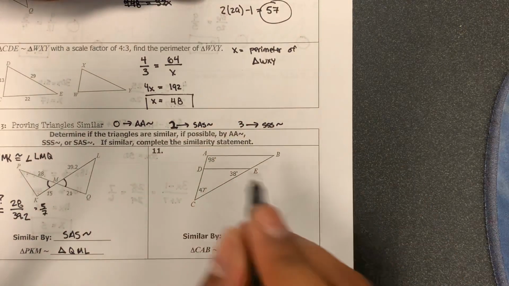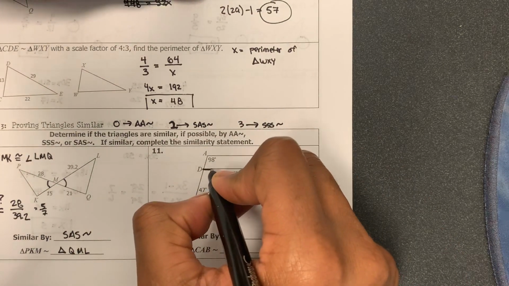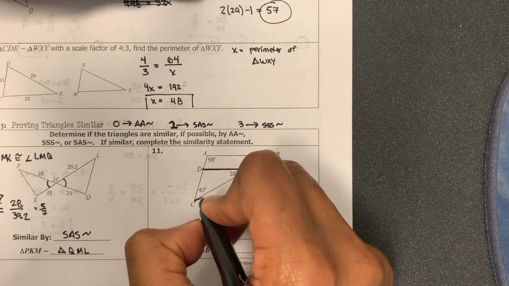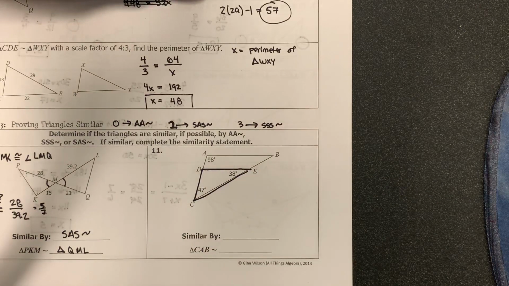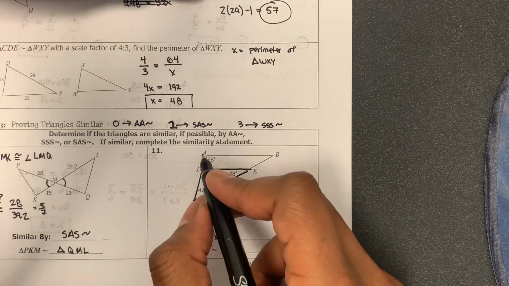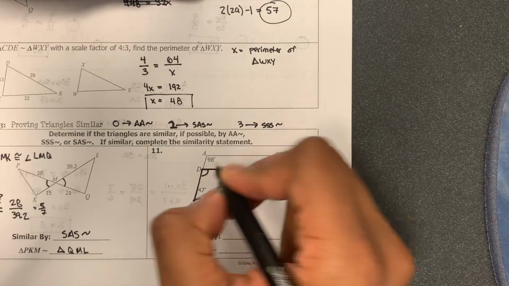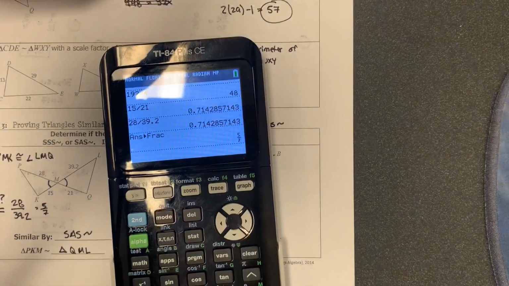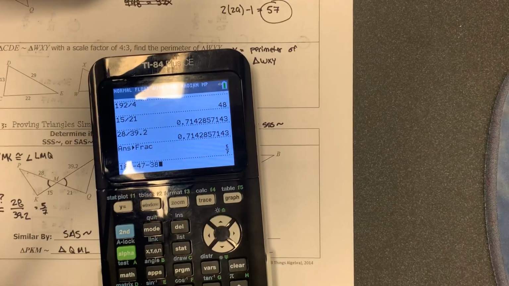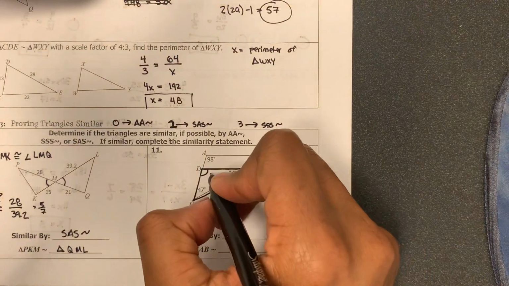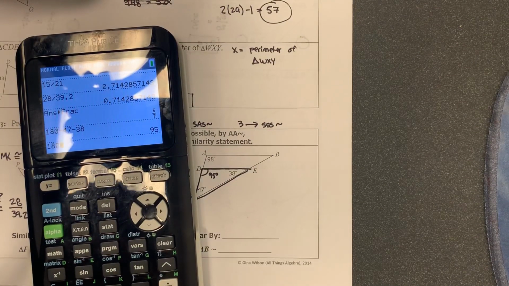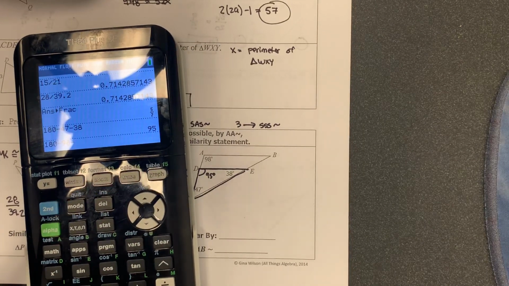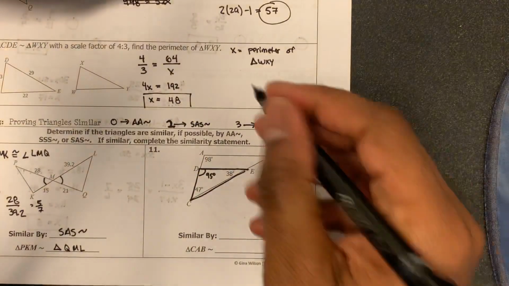For number 11, notice that we're given 0 sides. So that means that we're only going to check for angle. Now our two triangles are triangle ADE and triangle CAB. So if we want to find angle D, we can do 180 minus 47 minus 38. So this angle is 95 degrees. And if we want to find angle B, we can do 180 minus 98 minus 47. That's 35 degrees.